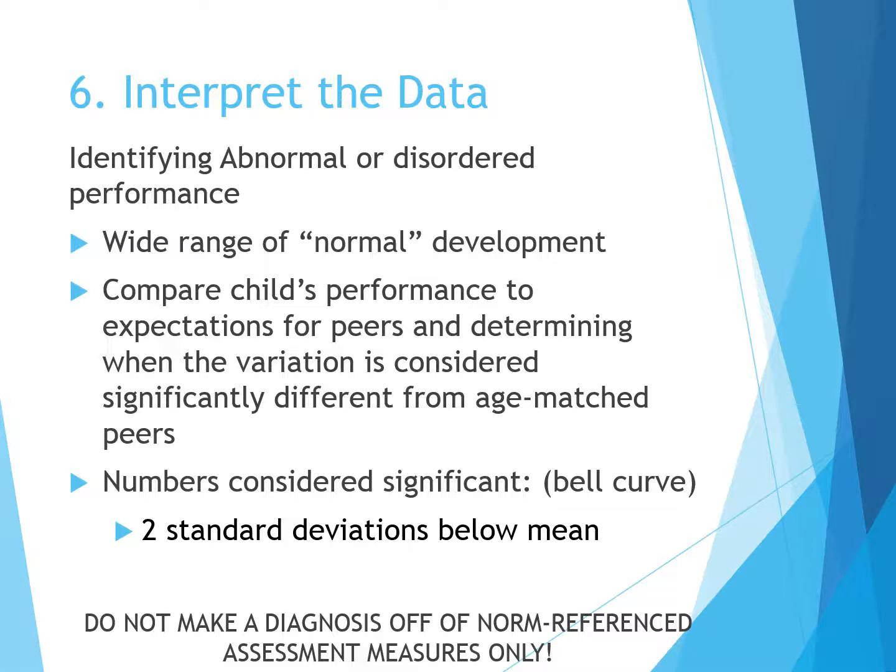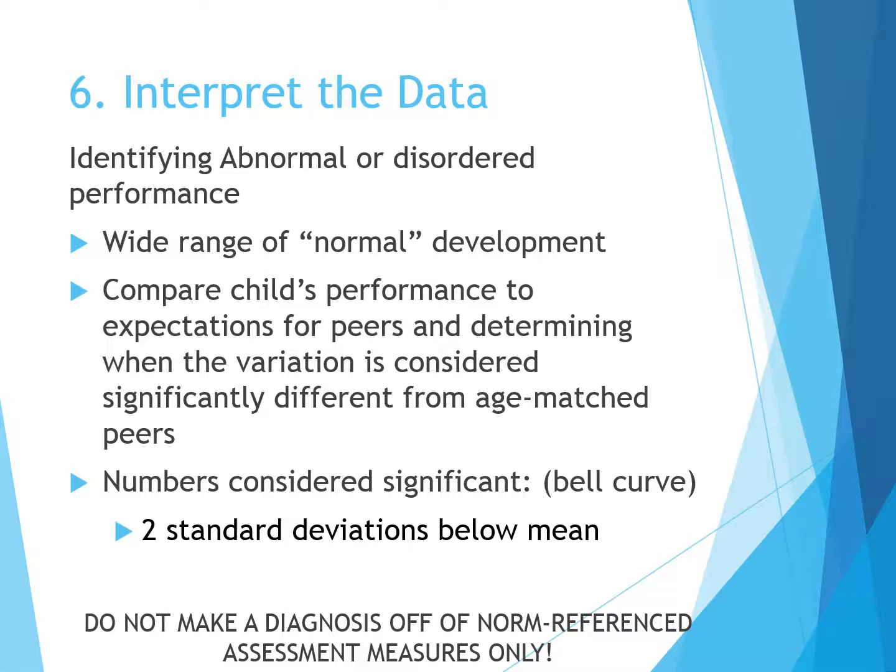When looking at a bell curve, that's typically 1.5 standard deviations below the mean. Let me take a second here to stress the importance of not diagnosing a child just off of norm reference assessments. Bottom line, norm reference assessments do not give the full picture of a child's functioning. They're only a piece of the puzzle.